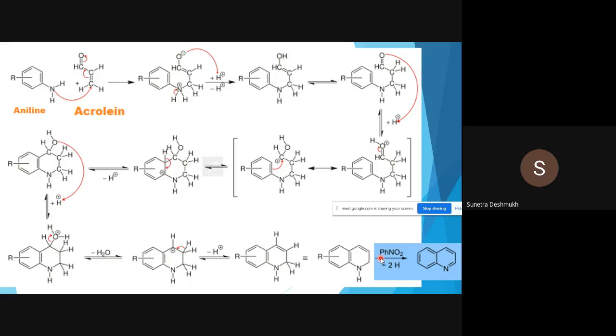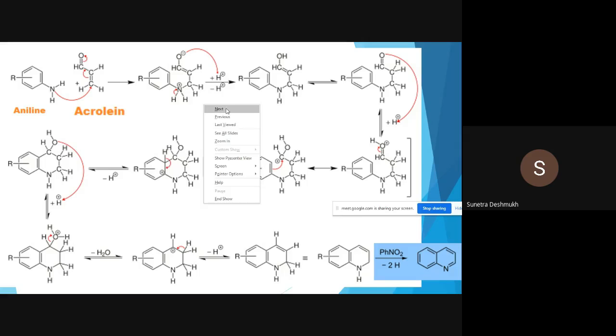Nitrobenzene acts as a solvent as well as an oxidizing agent. So in presence of nitrobenzene, these two hydrogens can be removed from this one. So this molecule is getting oxidized to form our desired quinoline. So this is the famous Skraup synthesis for the quinoline, and this is very important in our syllabus.